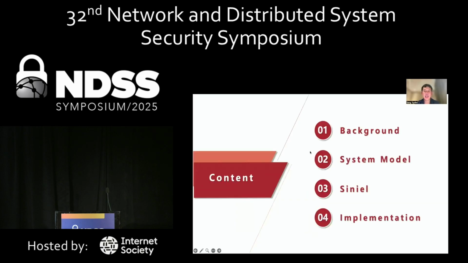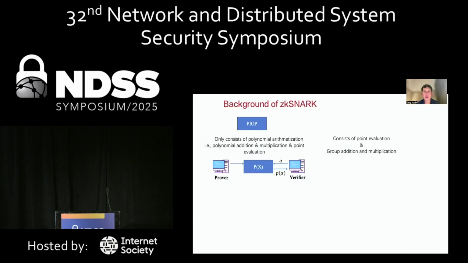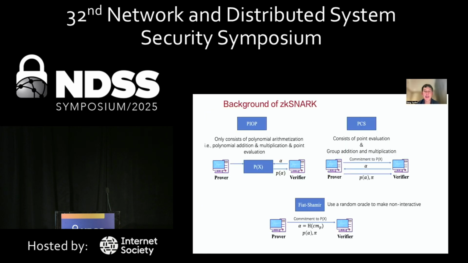The presentation consists of four parts, including background, system model, SENIOR, and the implementation. First, we will give the background of the zkSNARK. zkSNARK consists of three components, including PIOP, the polynomial interactive oracle proof, and PCS, the polynomial commitment scheme, and the Fiat-Shamir transformation.